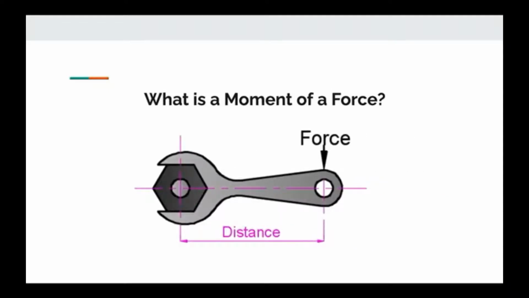Now, let's look at this spanner. There is a force being applied in an attempt to rotate the spanner, and the point of rotation is noted by the center line right in the center of the nut that the spanner is attempting to rotate, and the distance of the force from the point will determine the magnitude of the force that will be required to successfully rotate the spanner.